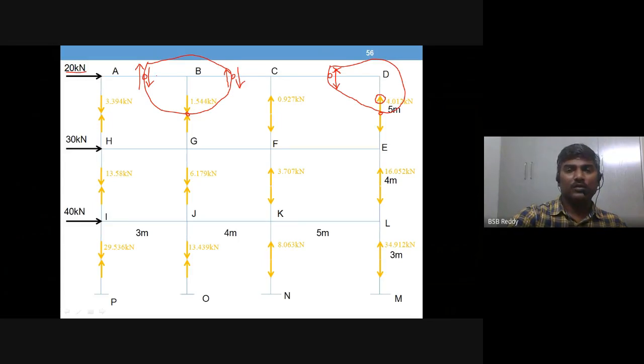So to the left of B, the downward arrow is already there. To the right of B, you don't know the value. That is your wish to assume upward or downward. Already there is a downward arrow of 1.544 there. That you always remember. This is the 3.39 value downward arrow.